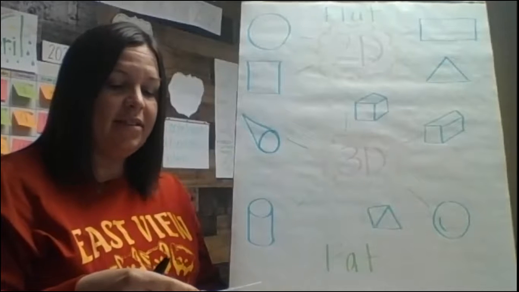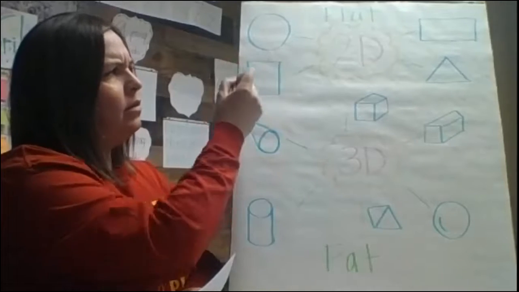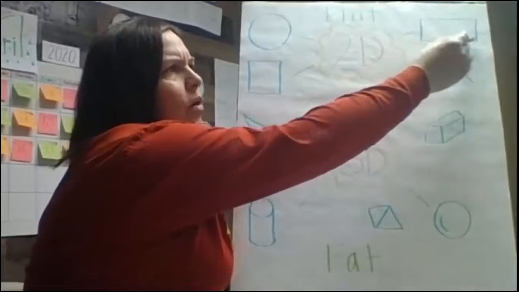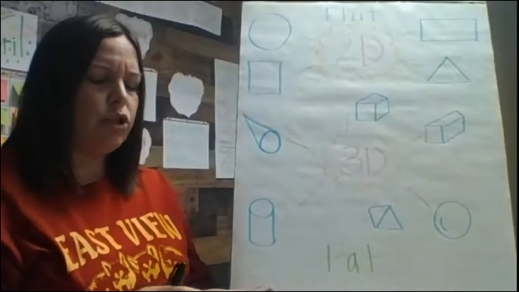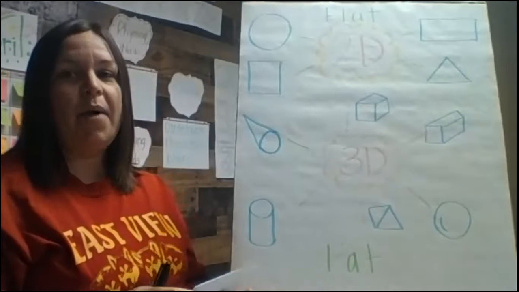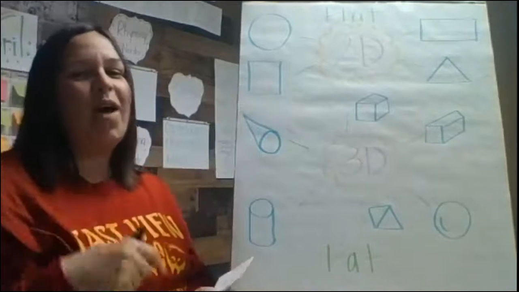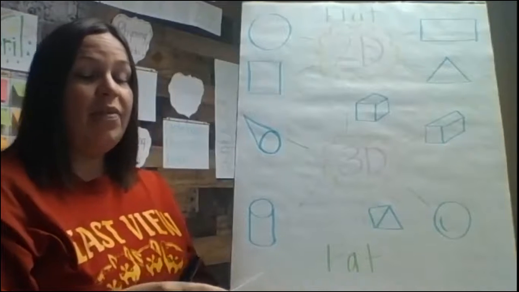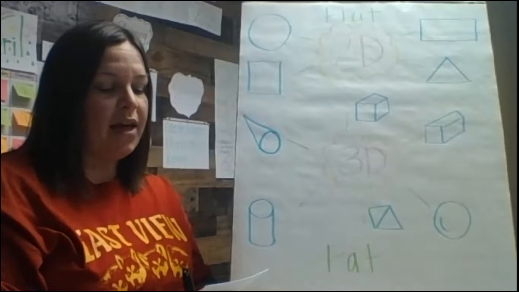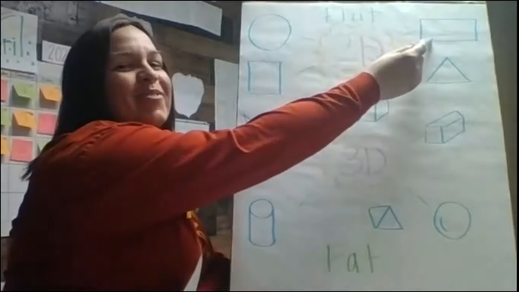I have 4 sides and 4 corners. 4 sides, 4 corners. I could be 2 shapes. All of my sides are equal. What shape am I? Equal sides. You are a square. And then this one is, I have 4 corners. I have 2 short sides and 2 long sides. What shape am I? Yes, you are a rectangle.